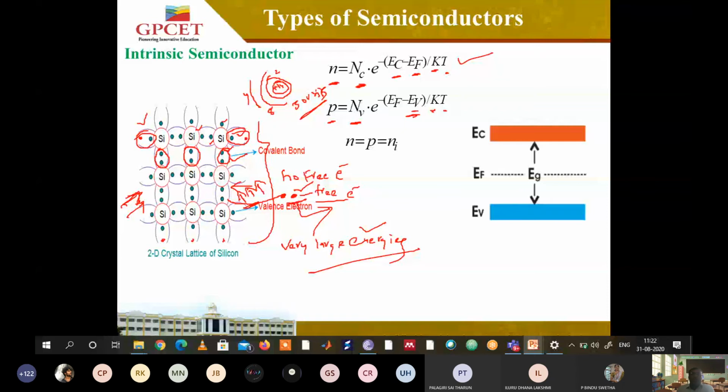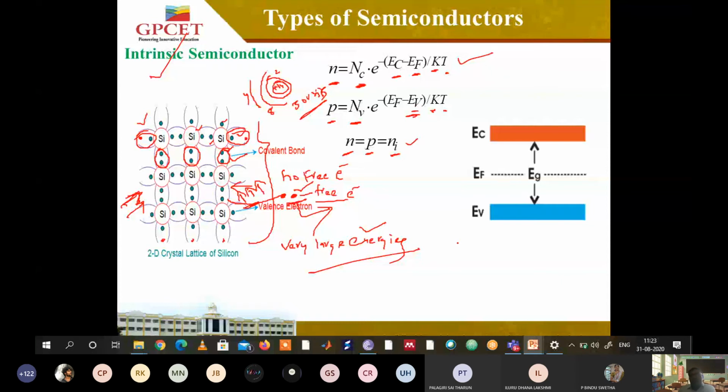So therefore now N is equal to P is equal to Ni, which is called the intrinsic concentration. N is the concentration of electrons and P is the concentration of holes. In an intrinsic semiconductor, N is equal to P is equal to Ni, right? Because the number of holes is equal to the number of electrons, which is equal to the intrinsic concentration. Now you can equate these and derive an expression.